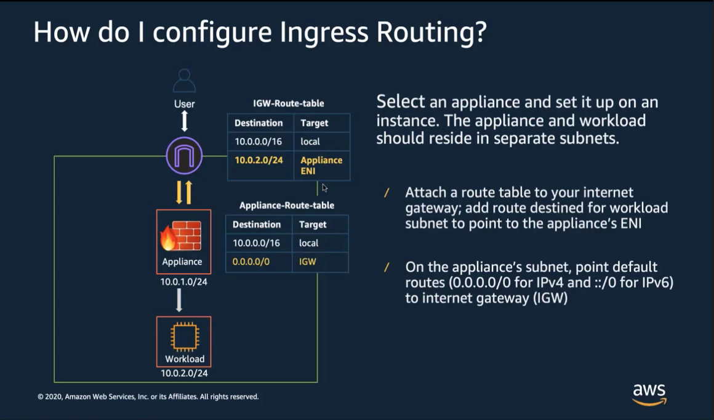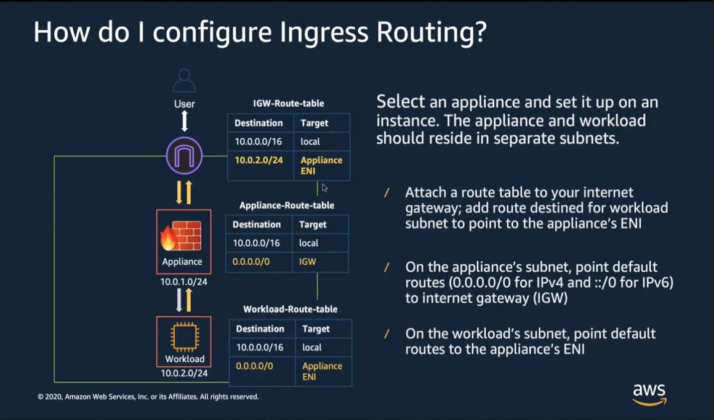The next thing you do is that in your appliance route table, so your appliance resides in a subnet which has its own route table. And in that route table, if you look at the local route, which is in white, that will make sure to pass the traffic that is coming out of your appliance to your workload.